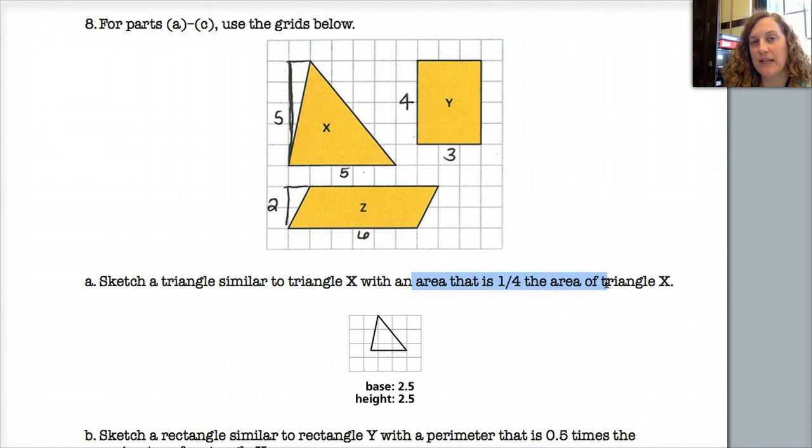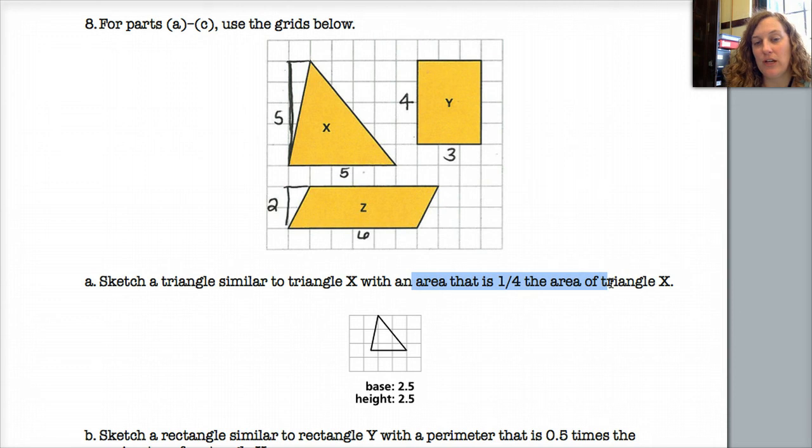Remember how area relates to scale factor. If I double something, the area is quadrupled. It's 4, it's 2 times 2. If I triple something, the area is 9 times, 3 times 3. The same thing when you're going smaller. If my scale factor is 1/3, then my area is going to be 1/9. So in order to have an area that's 1/4, the scale factor has to be 1/2.